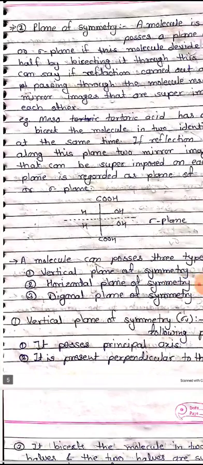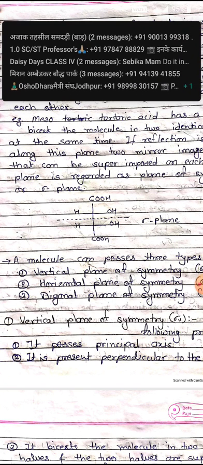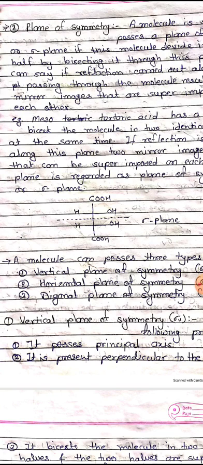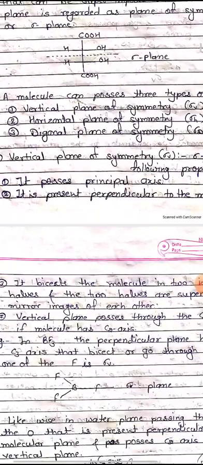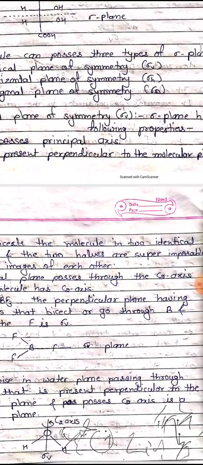The sigma plane can be classified into three types. Plane of symmetry can be further classified as vertical plane of symmetry, horizontal plane of symmetry, and diagonal plane of symmetry. One by one we will discuss what is a vertical plane of symmetry, horizontal plane of symmetry and diagonal plane of symmetry. So, first of all, we are going to discuss the vertical plane of symmetry.